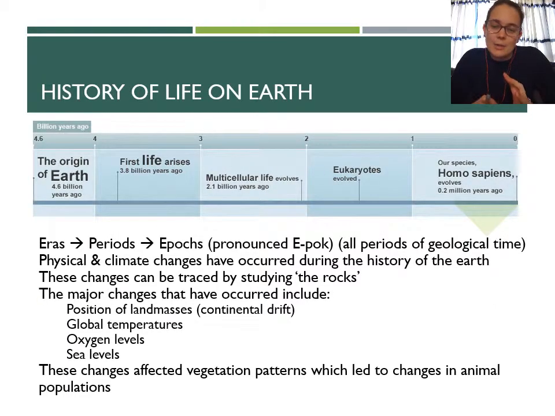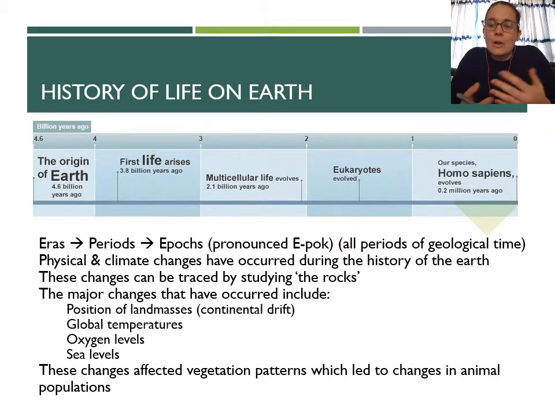What we need to start off by doing is looking at the entire history of planet Earth. So about 4.6 billion years ago, that's what we propose the origin of the Earth to be. We break that down into lots of different eras, so different sections of time. And within the eras, we have periods. Within periods, we have epochs. And then within that, we have the different periods of time.